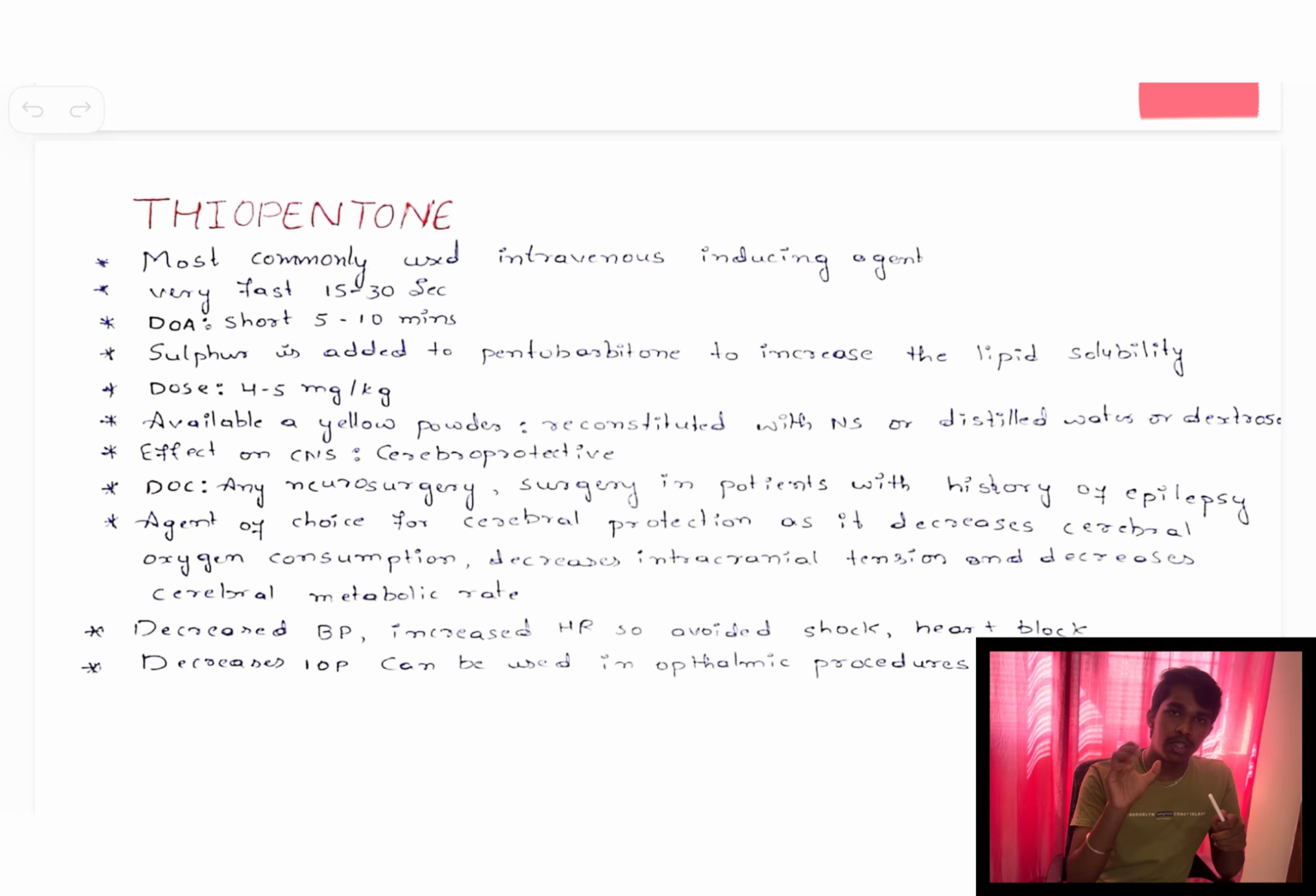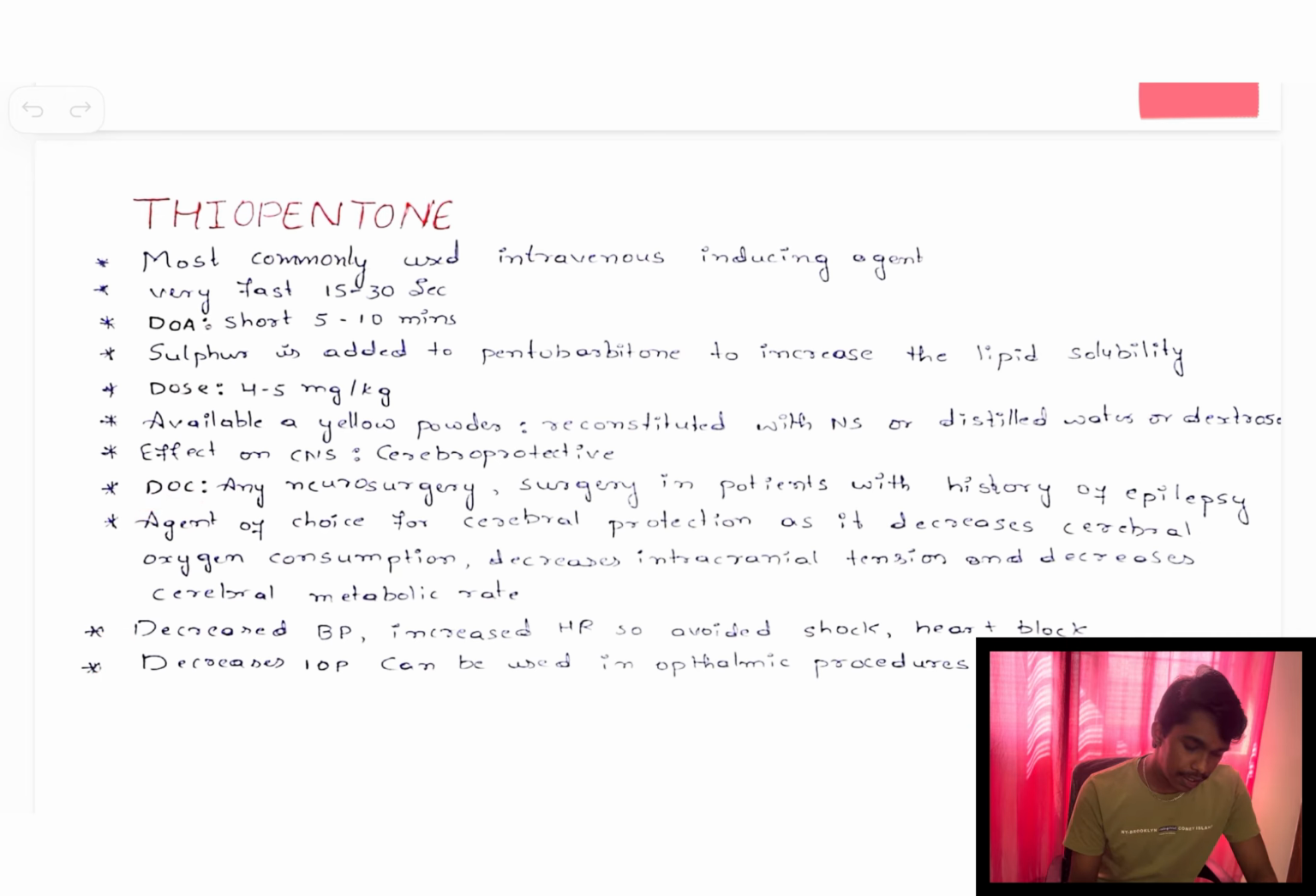About thiopentone: its importance, onset of action, that is induction time, duration of action, its potency and dose, its form, in which form it is available, its effects, drug of choice. It is majorly asked as a 3 marker, or you will have to write it as a 5 marker without missing any of it, and also side effects.